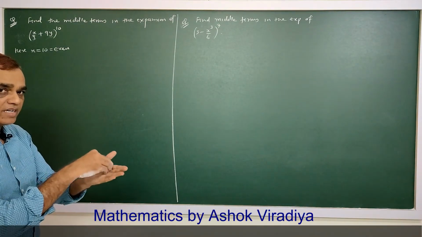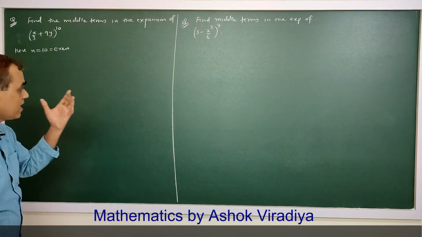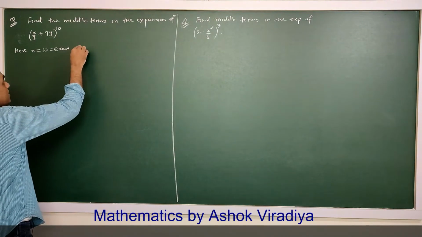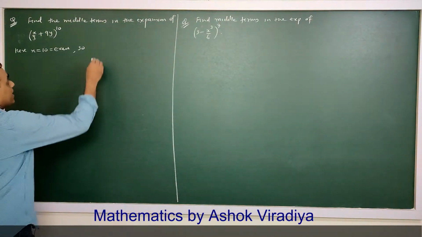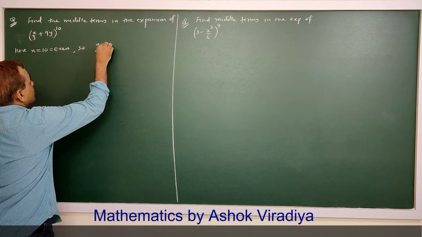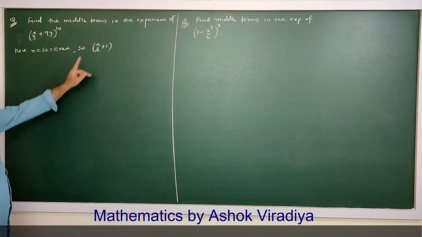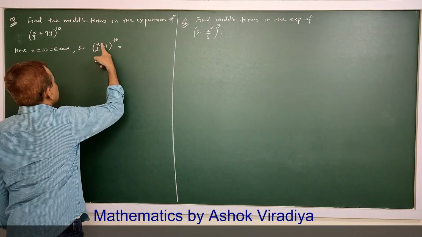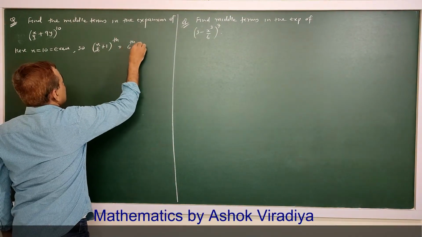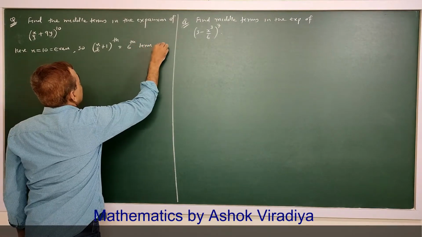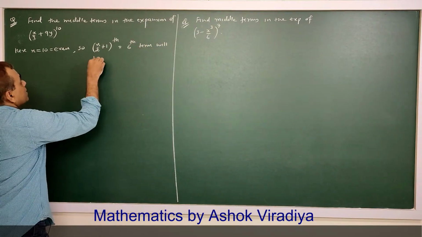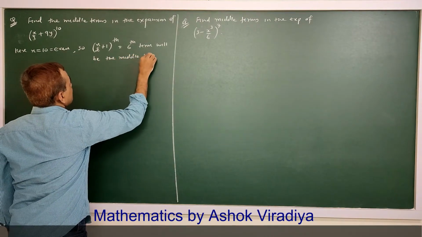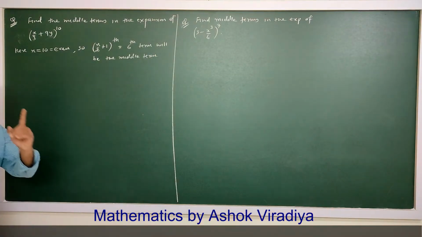So the middle term is the 6th term, and according to the formula, if n is even, then n by 2 plus 1. So this will be 10 by 2 plus 1. That is the 6th term. The 6th term will be the middle term. So we will find here the 6th term.